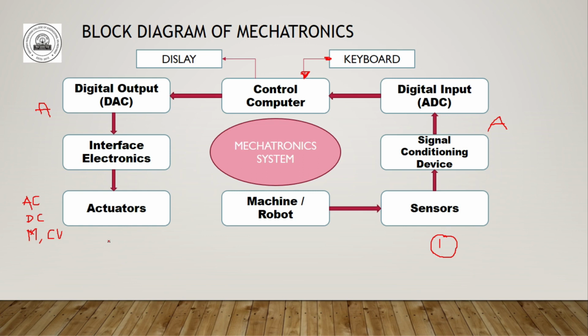And what is the machine or robot or final control element? It is any machine or any system or device which is to be controlled by this mechatronic system, that takes the input signal from the actuator and provides the final output. So this is how you have to represent the block diagram of a mechatronic system.